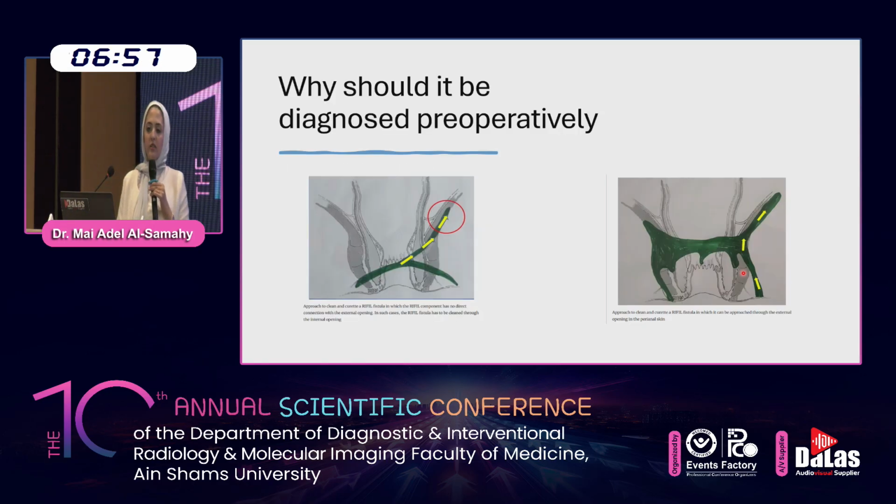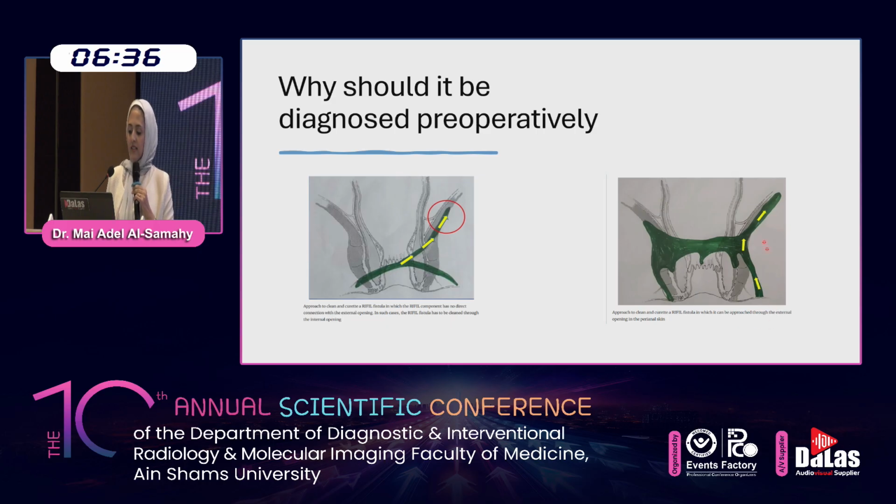So what's the importance of this rifle component? As I said before, our role as radiologists is to provide an accurate roadmap to ensure a proper surgical intervention. The rifle component is sometimes tricky during drainage. It's not accurately drained with the typical fistulotomy.